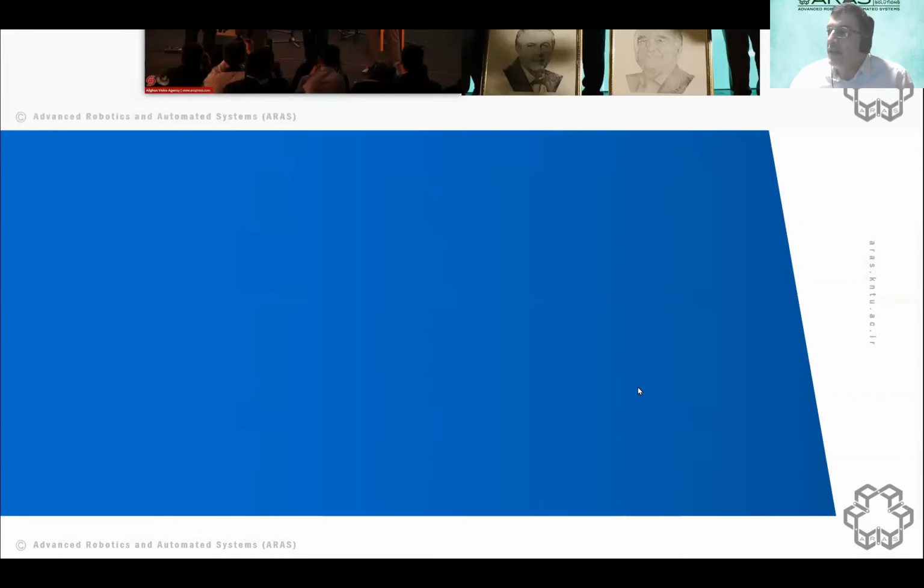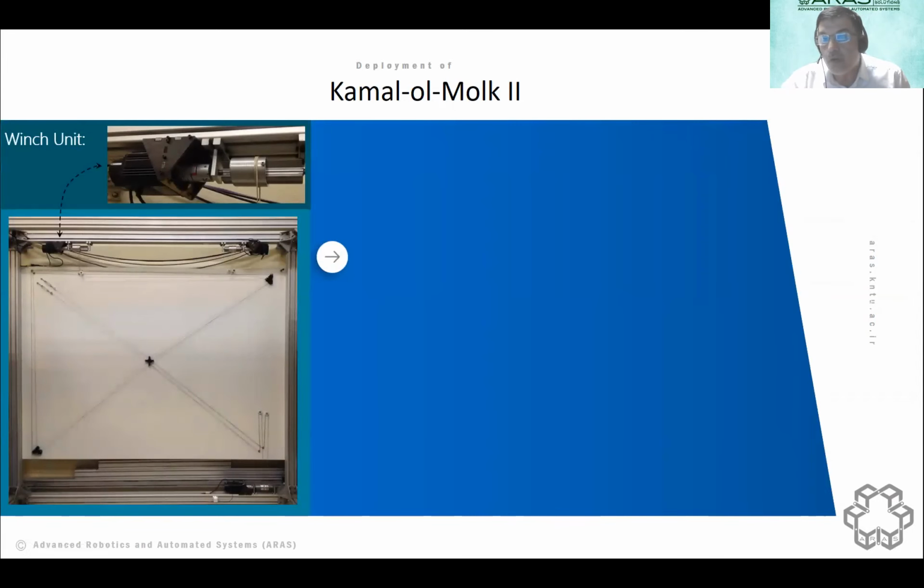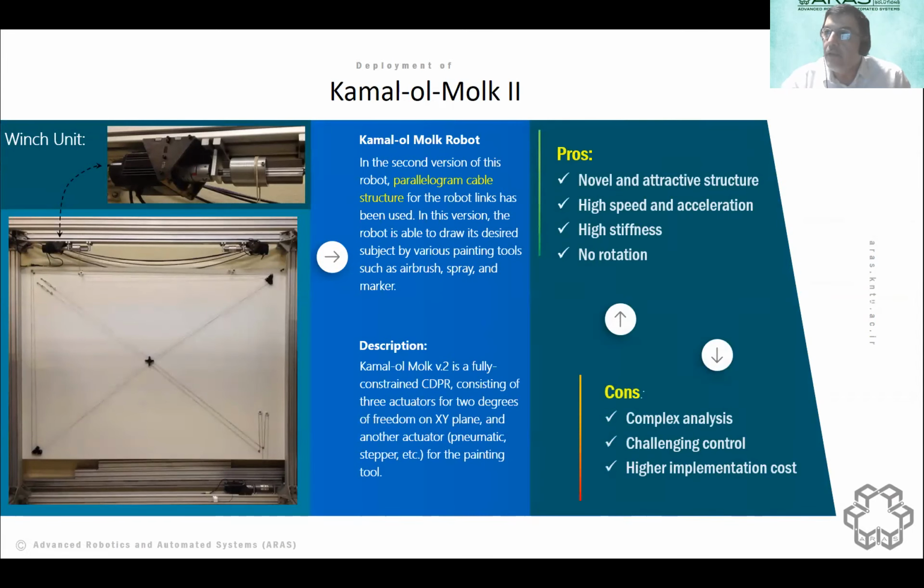But going toward the challenges and how to solve them, we went toward designing the second version of Camel Molk, which I call Camel Molk 2. In this second version, we are using parallelogram links. The idea was to increase the stiffness and to increase the speed of motion.